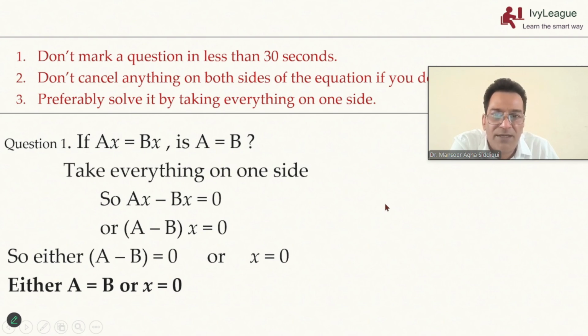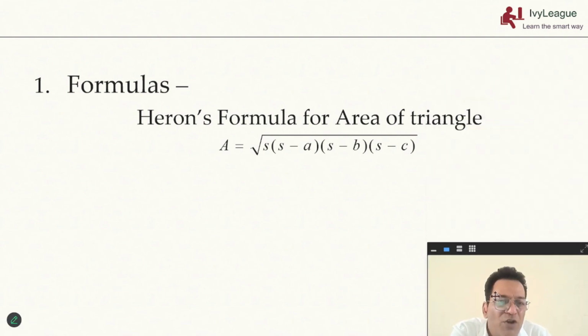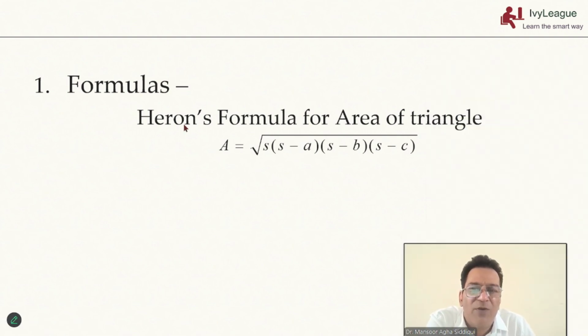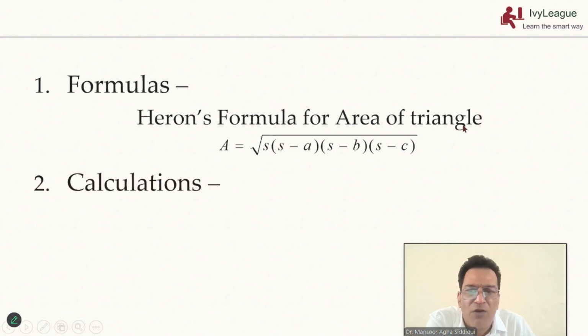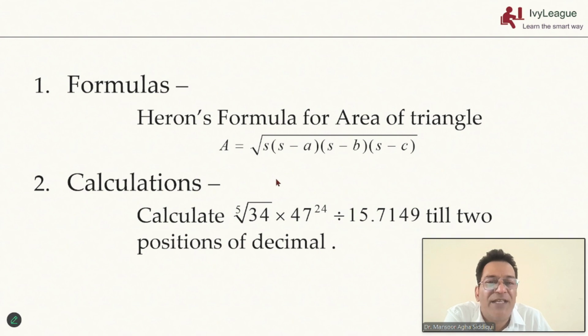Remember that. So, in case of your exam, you will not have difficult questions like questions involving Heron's formula for finding the area of a triangle. You will not have difficult calculations like the fifth root of 34 multiplied by 47 to the power 24 divided by 15.7149 till two positions of decimals. This will not be asked. Neither difficult formulas nor difficult calculations will be asked. These two scary things are not asked in the examination at all.